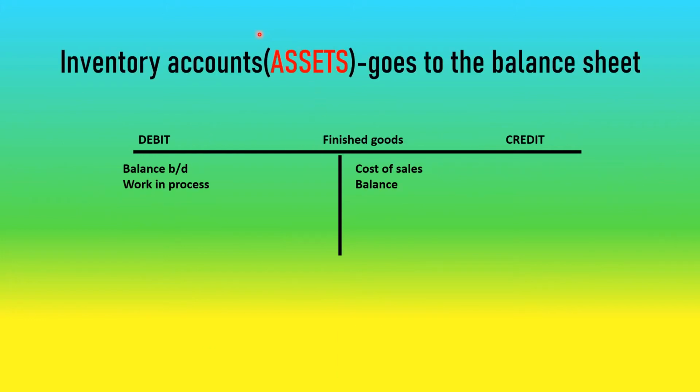Now let's look at our next inventory account, which is finished goods. Finished goods is used when the manufacturer completes the goods and now they transfer it to the shop, and now it's ready to be sold to the consumers. So let's start on the debit side where we have our balance. This is the value of finished goods that still remain in the shop and were not sold last year.